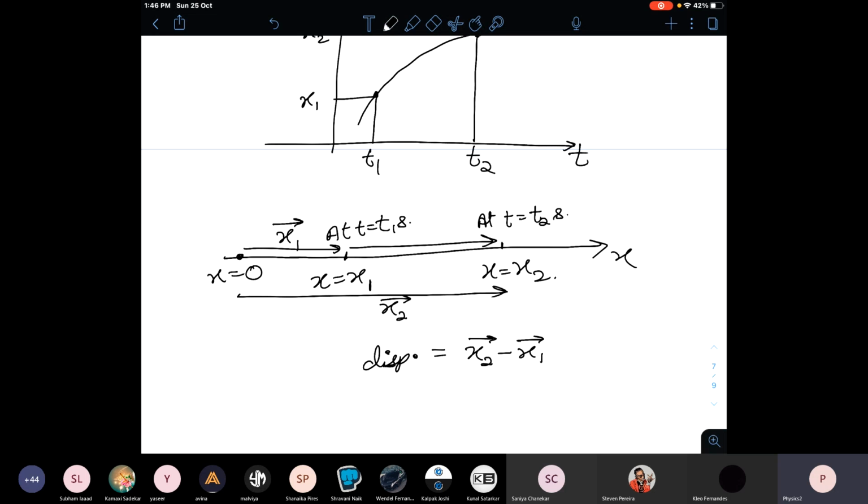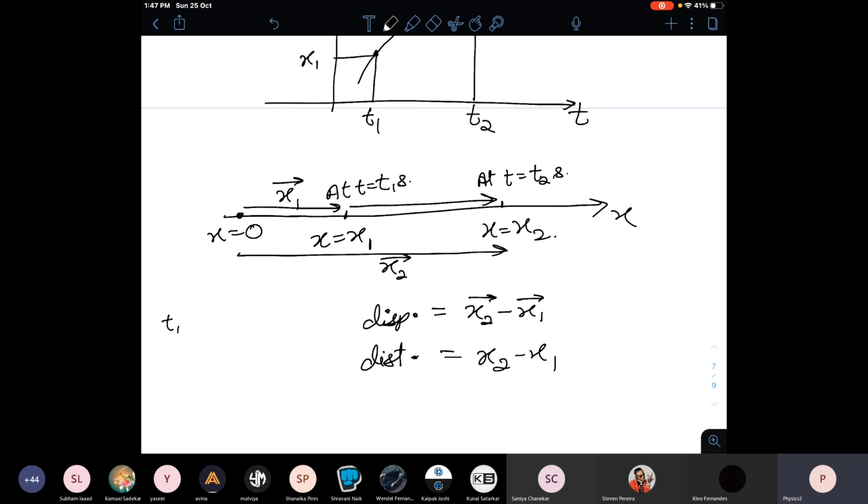Now, if someone asks you what is the distance, distance will be basically x2 minus x1, the difference of the magnitudes of these two vectors. Now, what is the time taken? Let's talk about time taken. At t equal to 0, let's assume it was at x equal to 0.